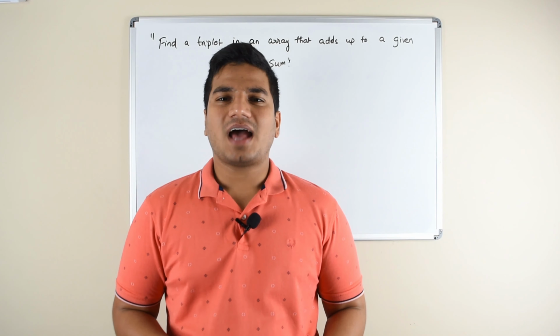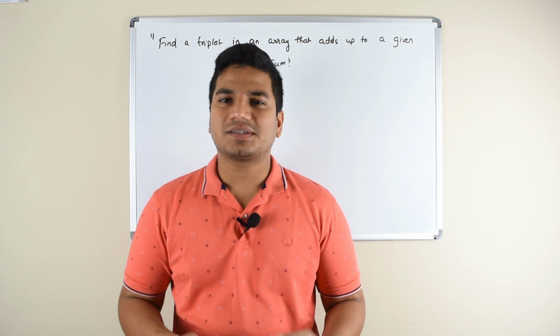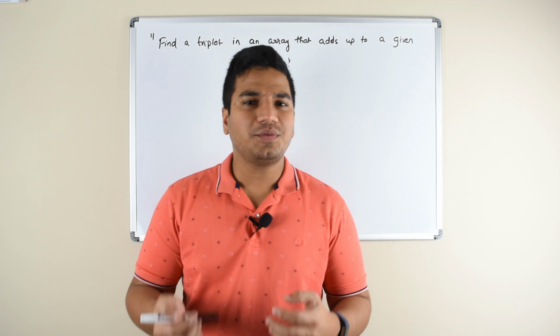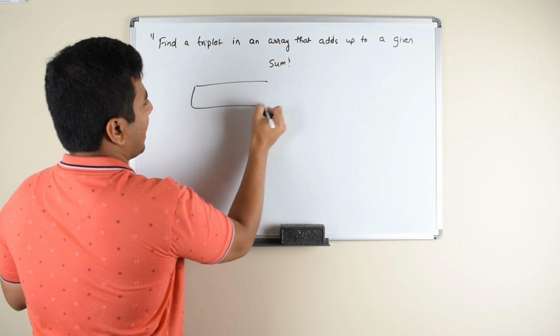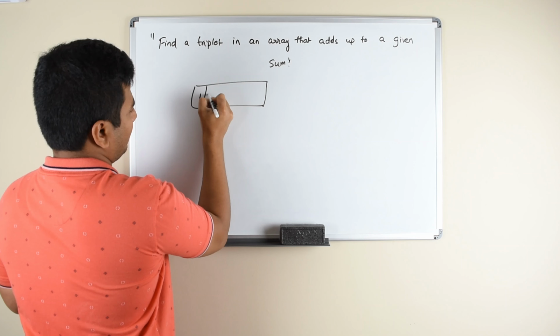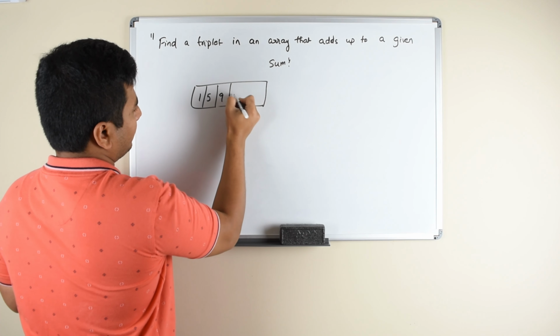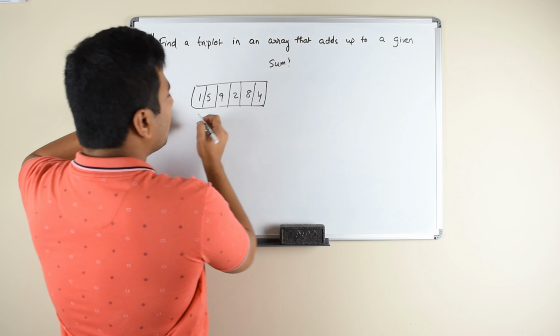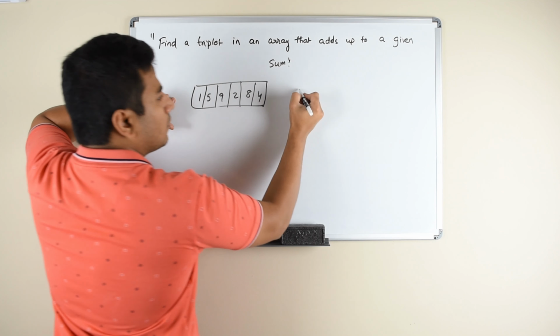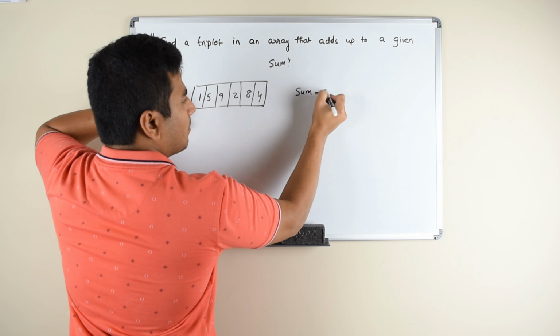Let's try to understand how we can solve this problem in the time complexity of O(n^2). And we do that with the following example. So you have an array of 1, 5, 9, 2, 8, 4. And you want to find a triplet in this array which adds up to the given sum of 15.